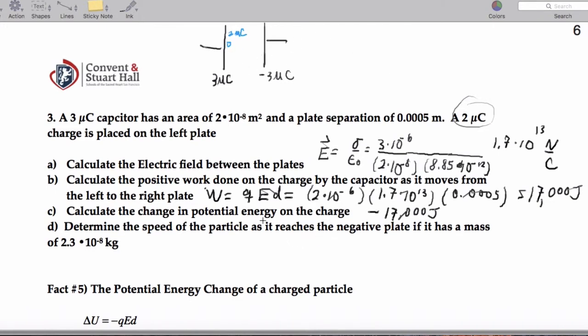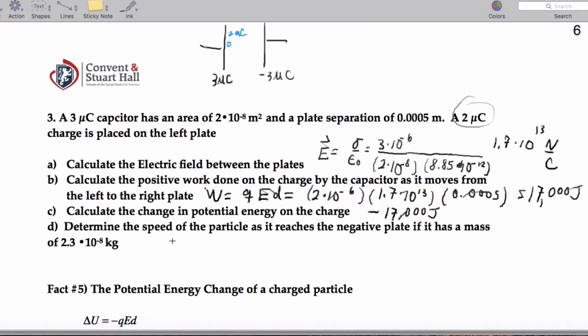So work, remember, results in a reduction in potential energy because you're taking that work. It's a force acting through a distance, and that gives an object kinetic energy if it's positive work. Positive work means negative change in potential energy. We know that from mechanics.